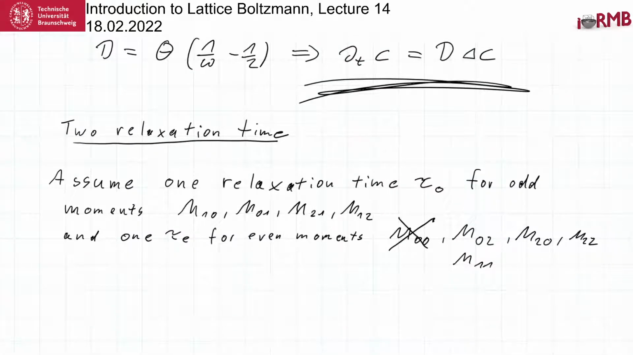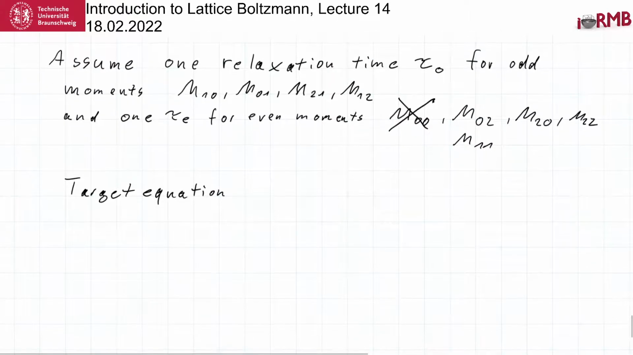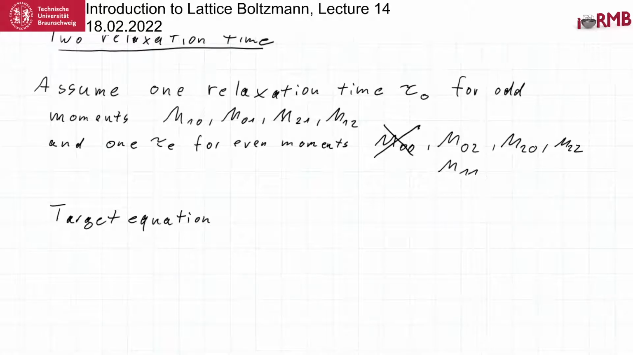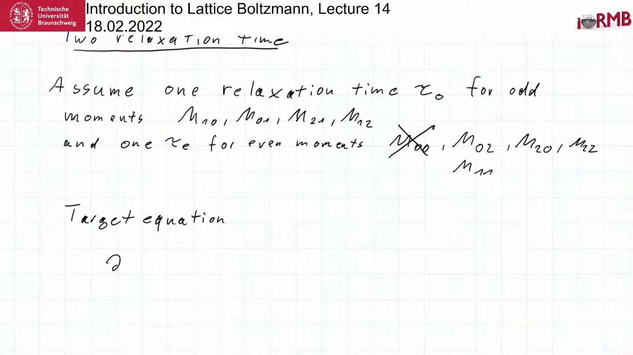So with this, our target equation, which is the one that we want to solve, actually becomes d dt of m00, the zeroth order moment, and now this depends only on the odd tau and not on the even tau.